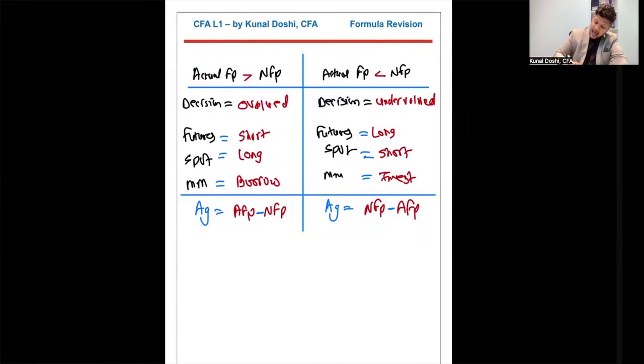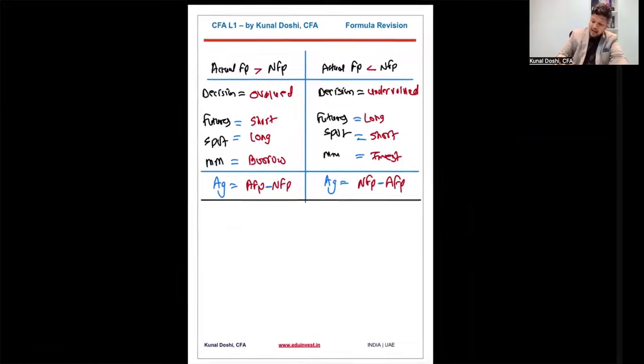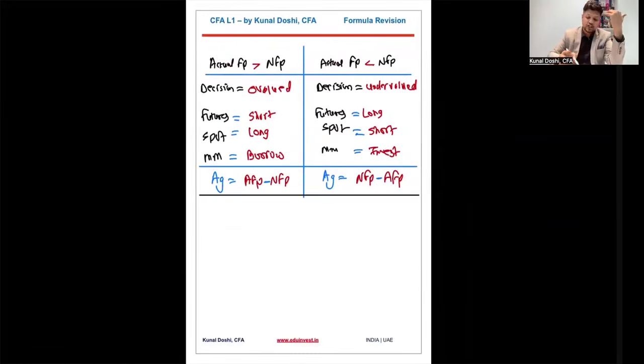Is everyone clear? I'm again repeating, you may not be asked to calculate, but you should know the positions based on the comparison of the no arbitrage future price and the actual future price. Same for forward and future, doesn't matter.